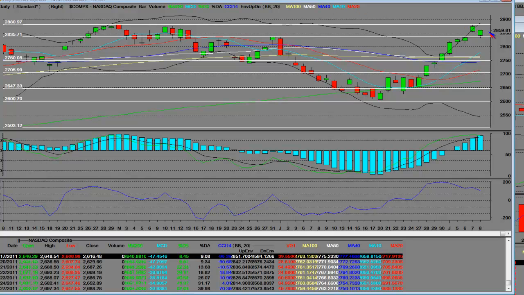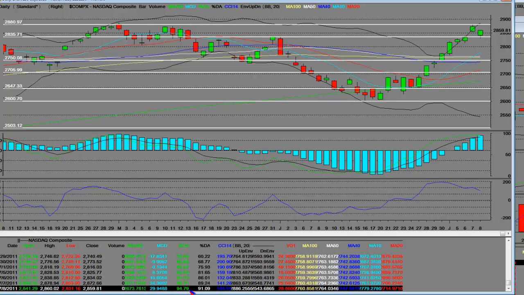Our platform is quite different. Right now, we're 94%. We're overbought. We're going into a major earnings season. This is what the standard chart would look like. This is what people would look at.